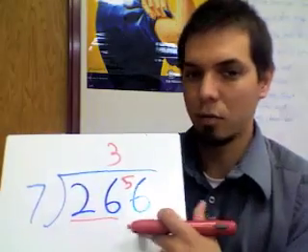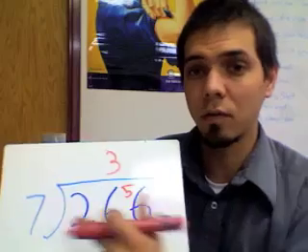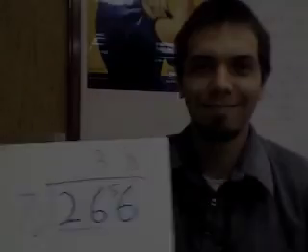Now we've got 7 going into 56. 7 goes into 56 8 times. And we're done.